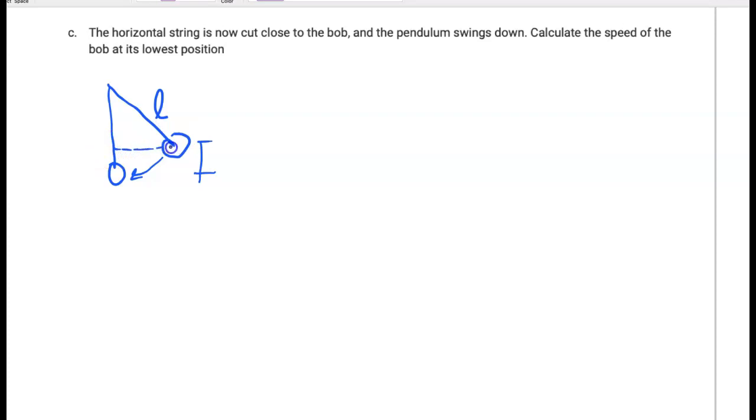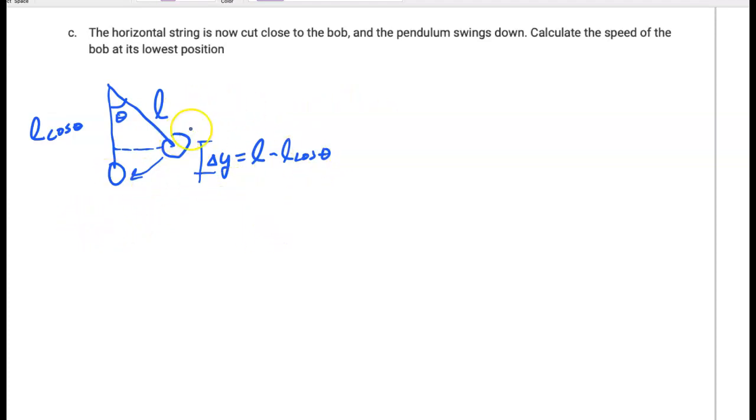If we draw our triangle and have an angle here, which we do, this side is L cosine of the angle. And so our change in height is equal to L, which is the entire length from here to the middle, minus L cosine of the angle. All right, cool. Here we go. Think about this with energy.